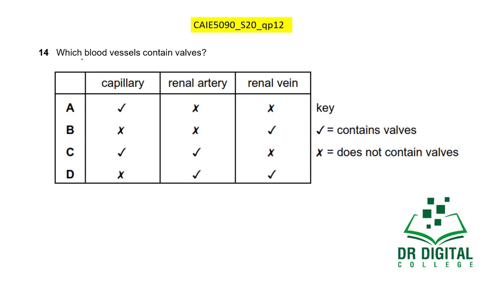In this question, which blood vessels contain valves? You know that valves are present only in veins. They are not present in arteries. They are not present in capillaries. So this option B does not have valves in the capillary and the artery. So the answer for this question is B. A is wrong because a capillary cannot have a valve. C is wrong because a capillary and an artery cannot have a valve. D is wrong because the renal artery cannot have a valve.